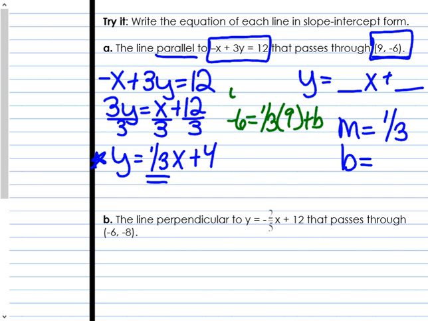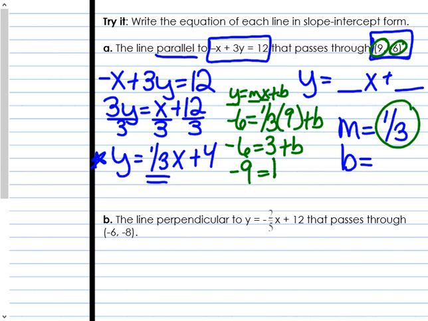My x is 9 plus b. So I had y equals mx plus b. I replaced y, m, and x with values. Y was -6, m was 1/3, and x was 9. And now I can solve for b. -6 equals 3 plus b, because 1/3 of 9 is 3. I'm going to subtract 3 from both sides. -9 equals b. So now I have my new y-intercept, -9.